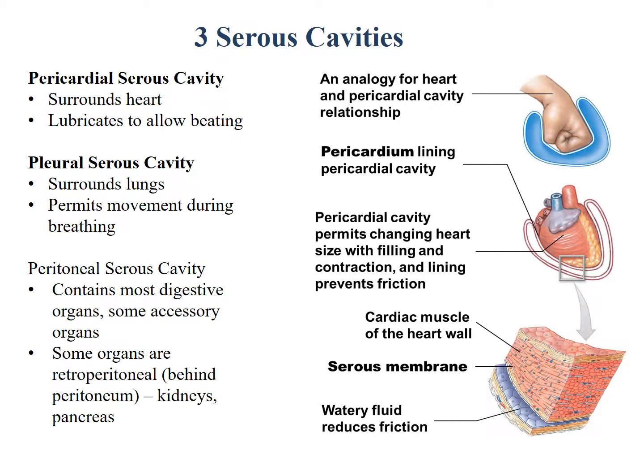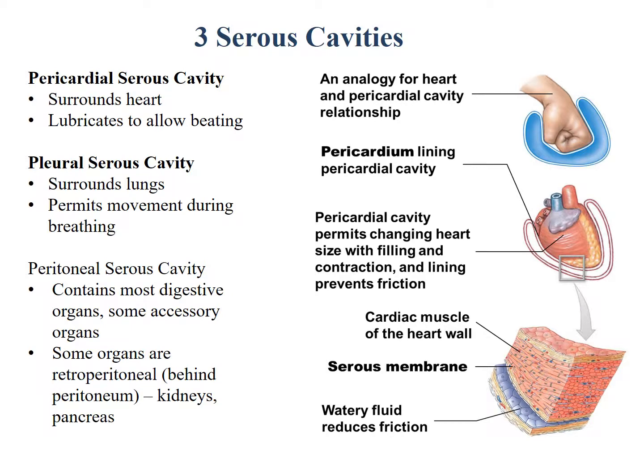Notice on the right-hand side where you see the fist pushing into a fluid-filled balloon. This is an analogy for how the heart and pericardial cavity have their relationship with one another. In this example, the fist represents the heart. Now, the actual inner lining of that balloon is going to represent what we call the visceral layer of the serous membrane. Visceral means organ or touching the organ. The outer portion that is not touching the fist is actually going to be called the parietal serous membrane. Parietal means away from or exposed to an outer surface.